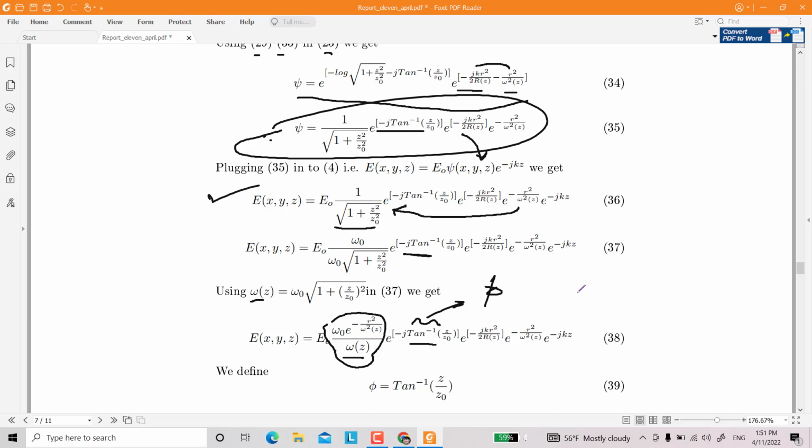So this is the phase. Similarly, this another term is also a phase which comes from the curvature, as I discussed earlier. Similarly, this thing is redundant, so don't consider this. And the last term is also called the longitudinal phase term due to the propagation of the beam along the optical axis z.